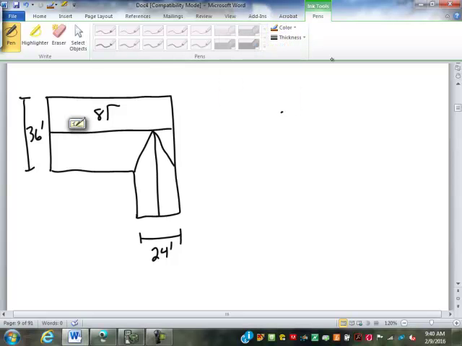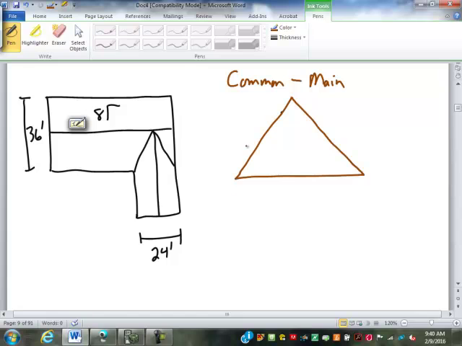Okay, so we're going to start with the common rafter on the main roof. We can start either with the common rafter on the main roof or the common rafter on the L roof. It really doesn't matter. But actually, technically, we do have to start on the main roof because we don't know the slope of the L roof. So we've got to start on the main. This is 8/12 and it has a 36-foot span.